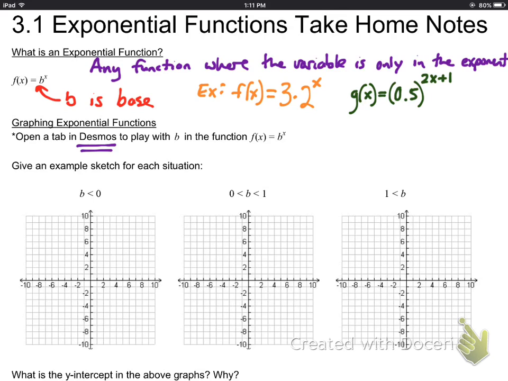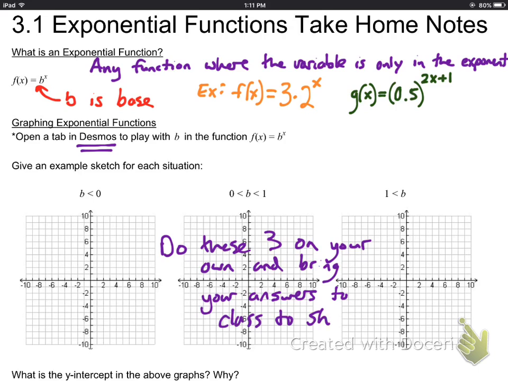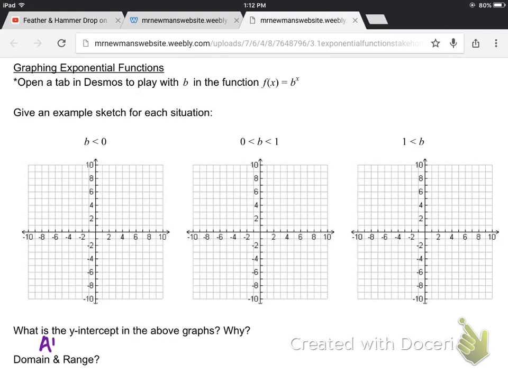Alright, hopefully you graphed those. You're going to do those 3 on your own, like I said, and you're going to bring these answers to class to share with your classmates, so you hopefully will have similar answers. Let's talk about the y-intercept.